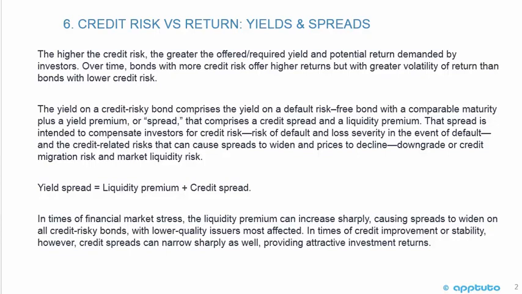In times of financial market stress, the liquidity premium can increase sharply, causing spreads to widen on all credit risky bonds, with lower quality issuers most affected. In times of credit improvement or stability, however, credit spreads can narrow sharply as well, providing attractive investment returns.